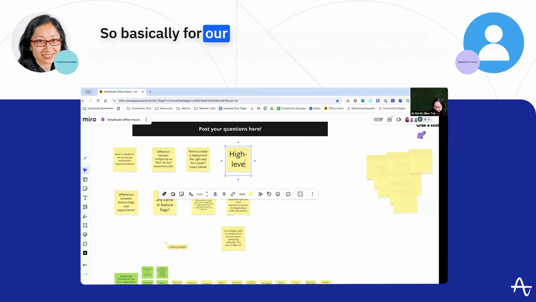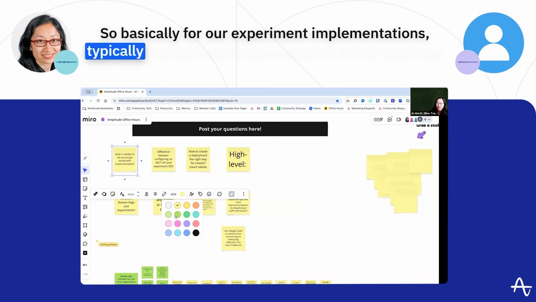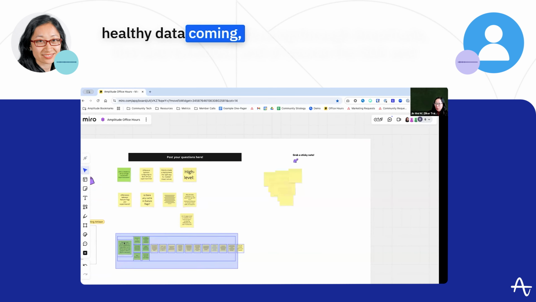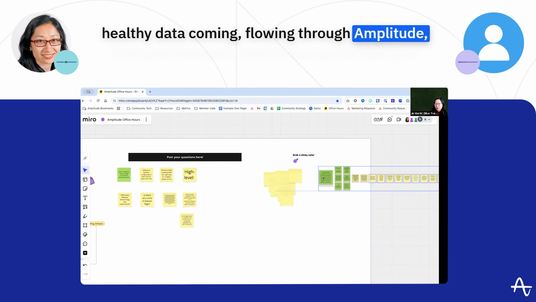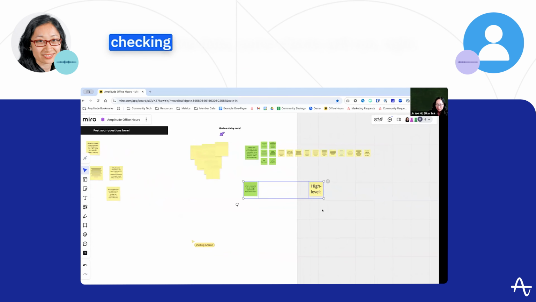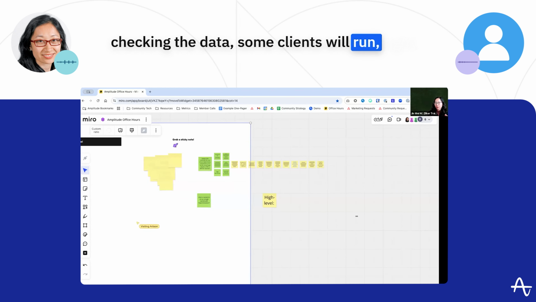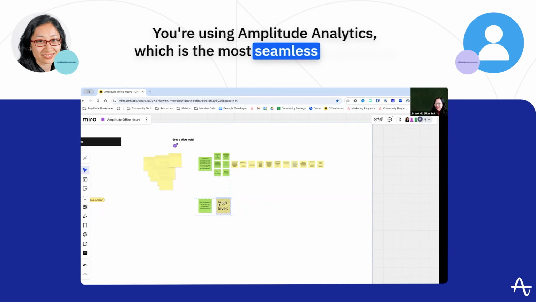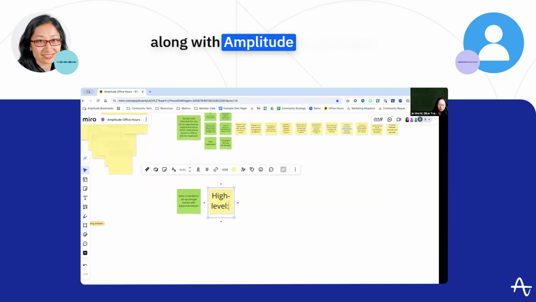Yeah, I think I'll provide the high level on this one. So basically for our experiment implementations, typically I would say the prerequisite is that you have healthy data flowing through Amplitude first and foremost. And of course, the SDK and checking the data. Some clients will run, right? You're using Amplitude Analytics, which is the most seamless experience along with Amplitude Experiment.